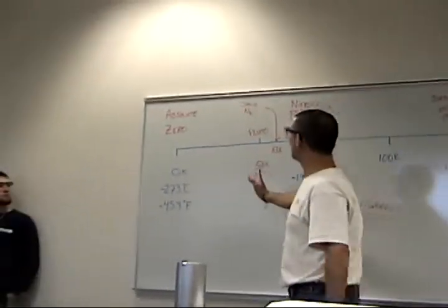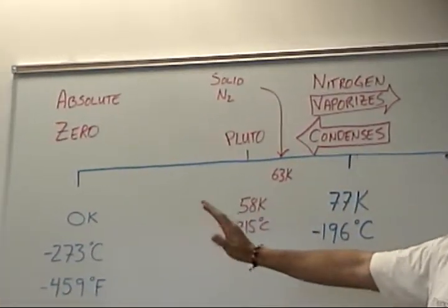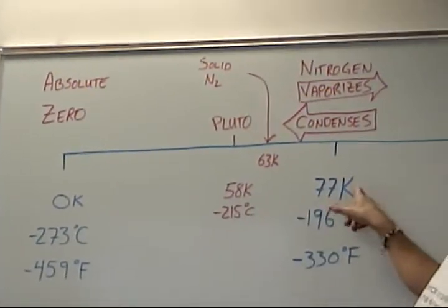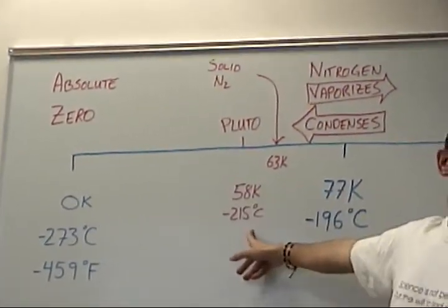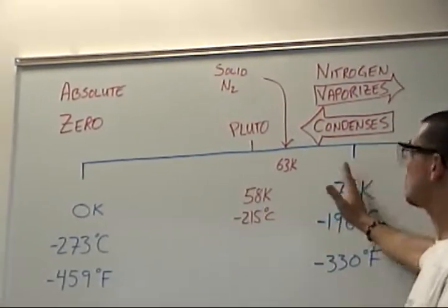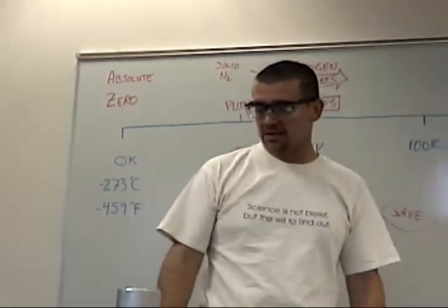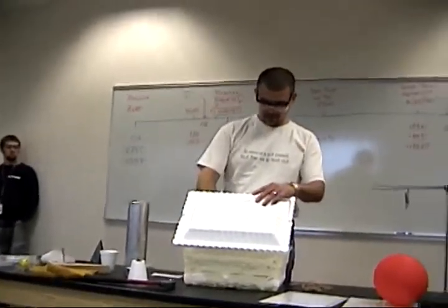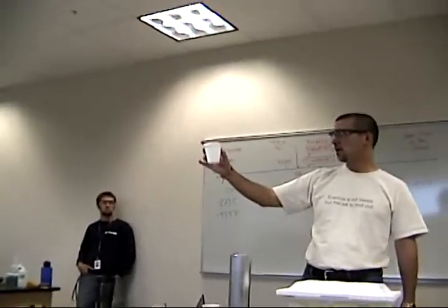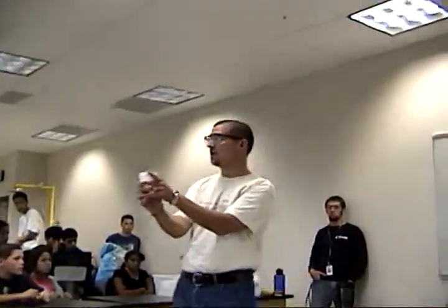We're only this far above absolute 0. And at absolute 0, what happens to the motion of all the molecules? Stops. So nitrogen, pretty darn cold. Not quite as cold as Pluto. If you went to Pluto, you could find some solid nitrogen. But this is the range that we're dealing with right here. If you take just a little bit of nitrogen in its liquid form, what does it look like it's doing? Evaporating. It's boiling.